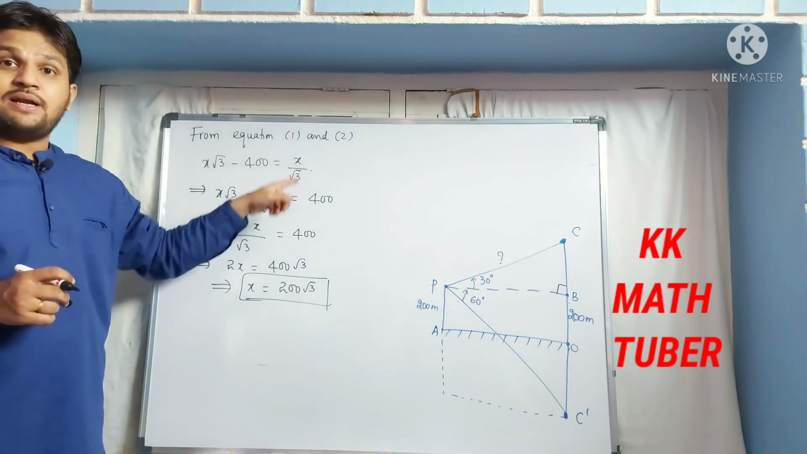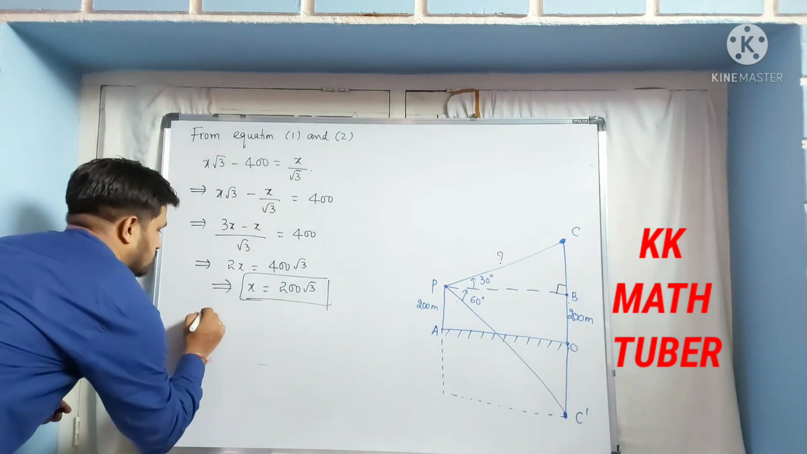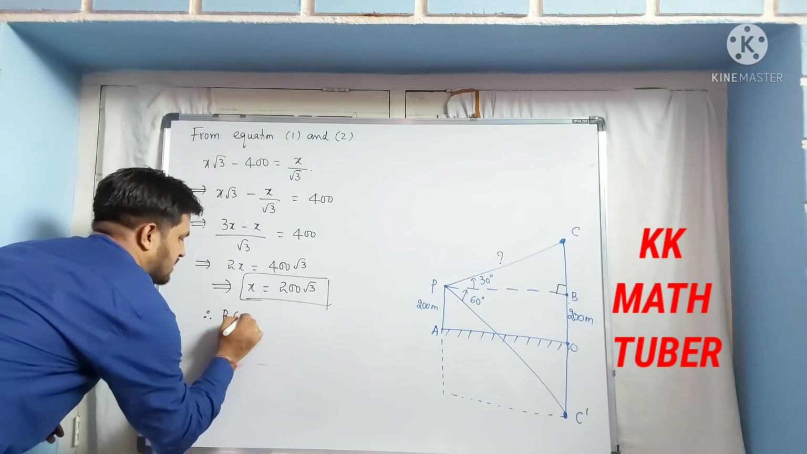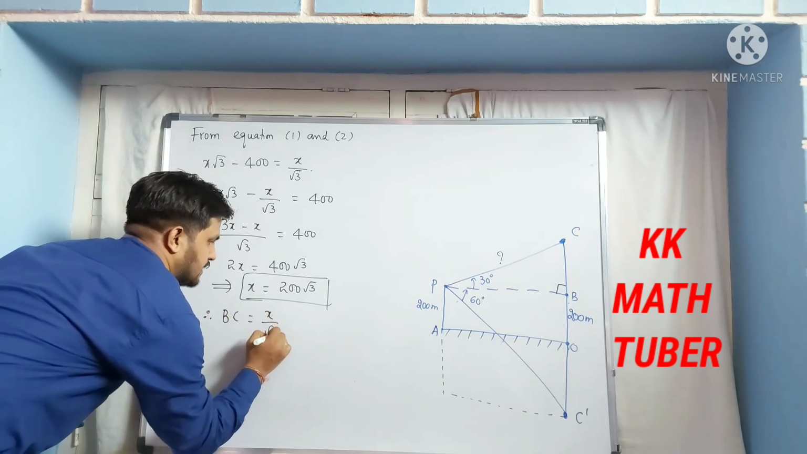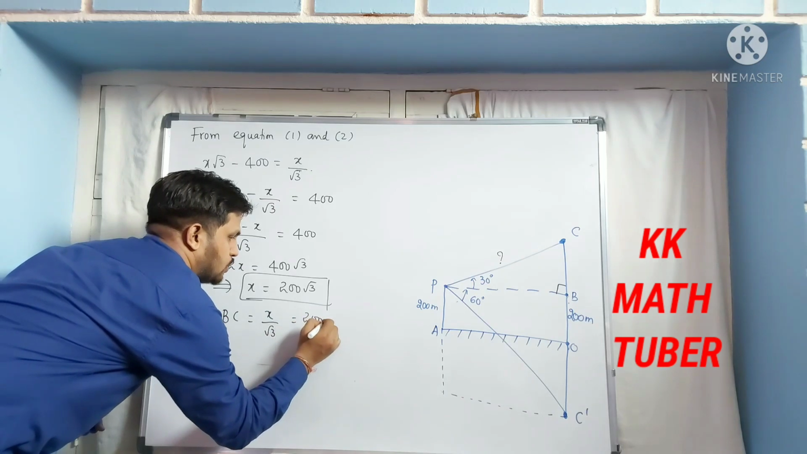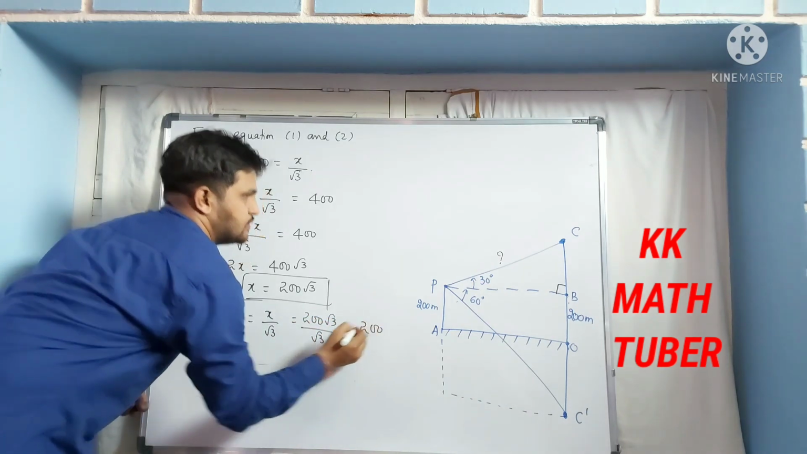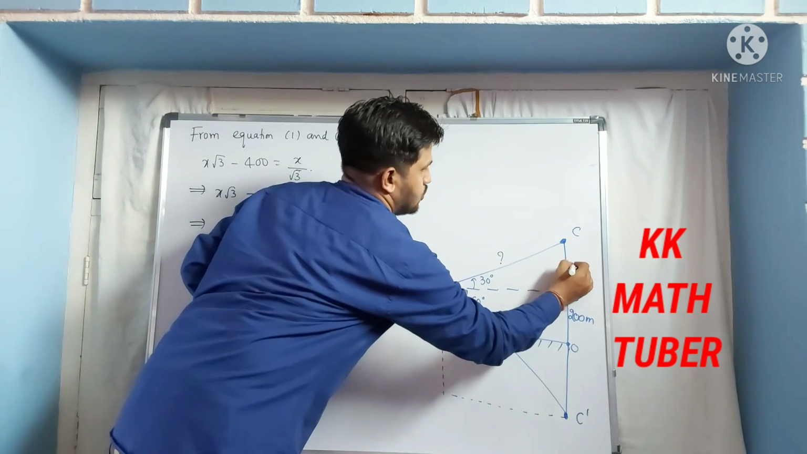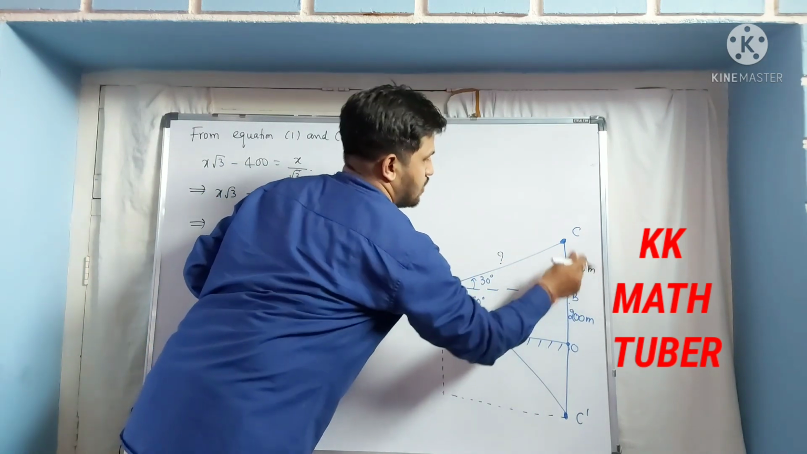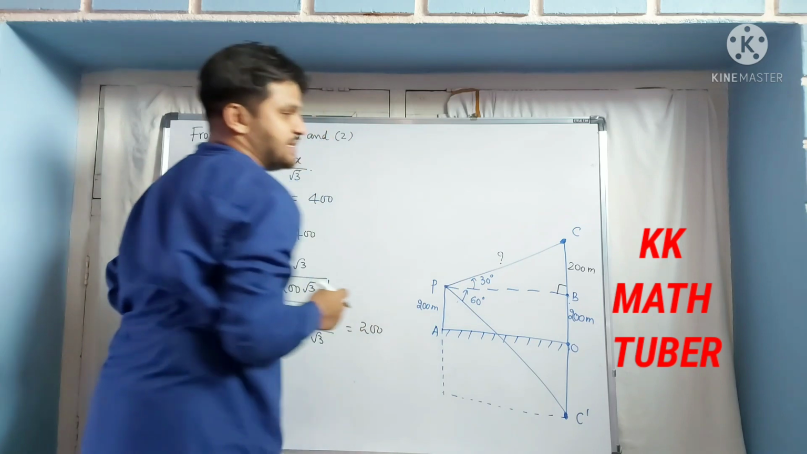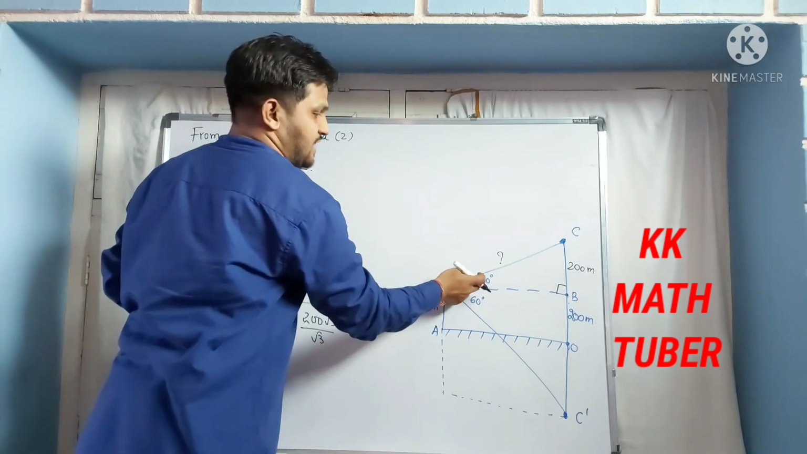So BC is nothing but x by root 3. So 200 root 3 divided by root 3, which is 200. So the length of BC has come: 200. Once you know what BC is, I can find PC easily by using the sine function.